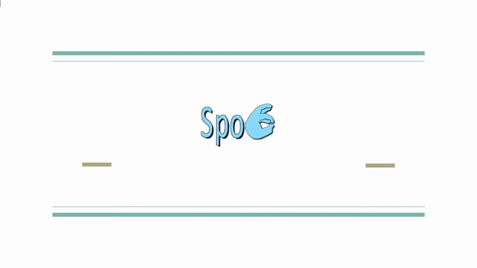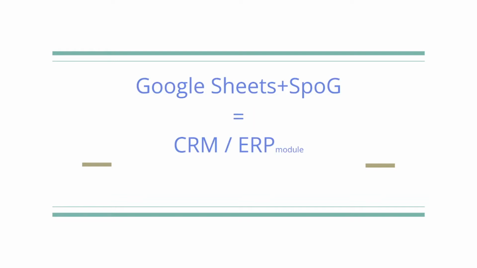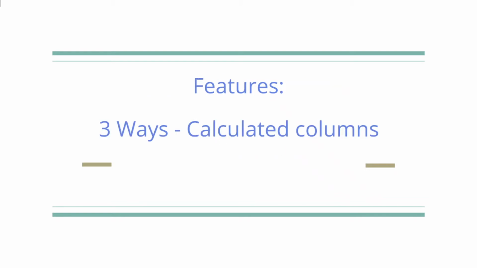Spag is a Google Sheets add-on that generates various components of a fully functional database application. The application can be a CRM or other modules of an ERP system. All of these components are derived from data and metadata you provide codelessly. This video demonstrates 3 features of Spag, enabling different ways to create automatically calculated columns.